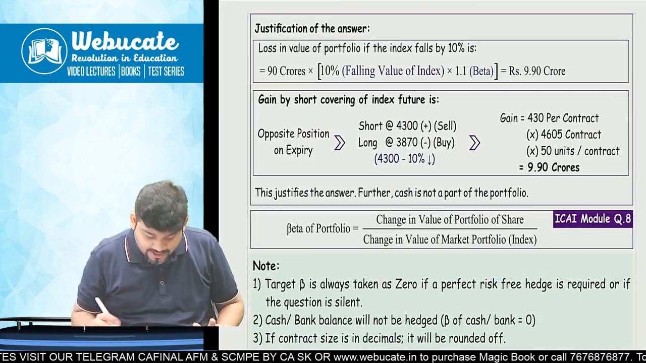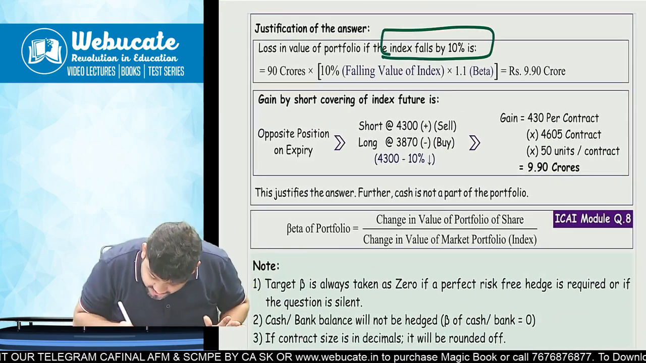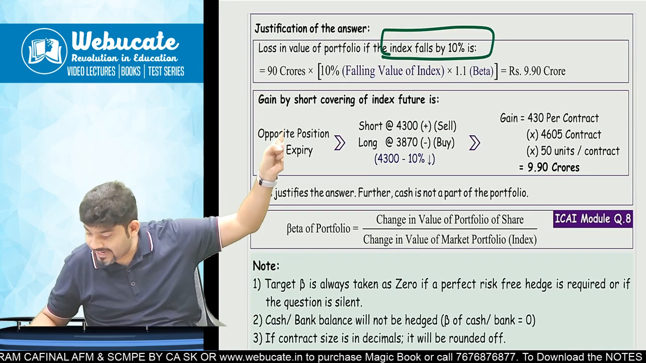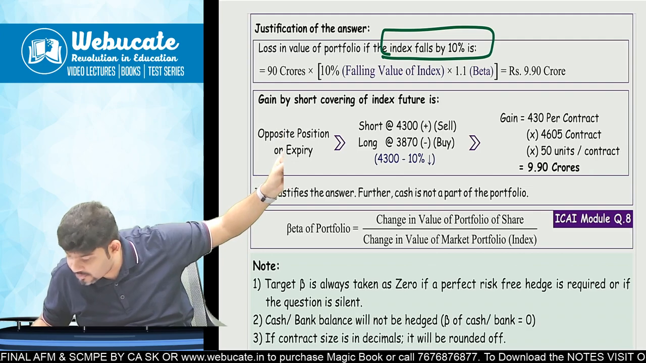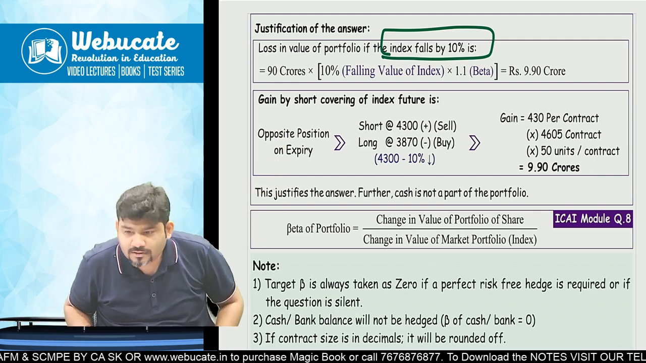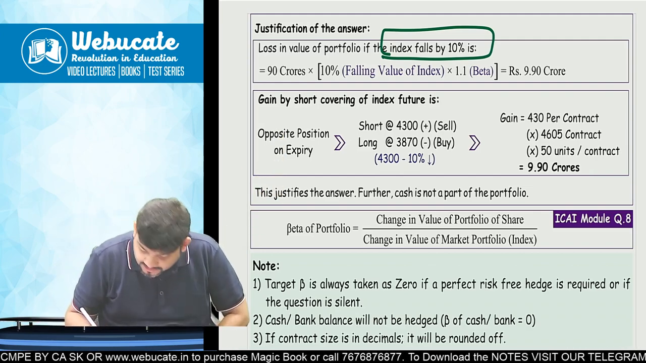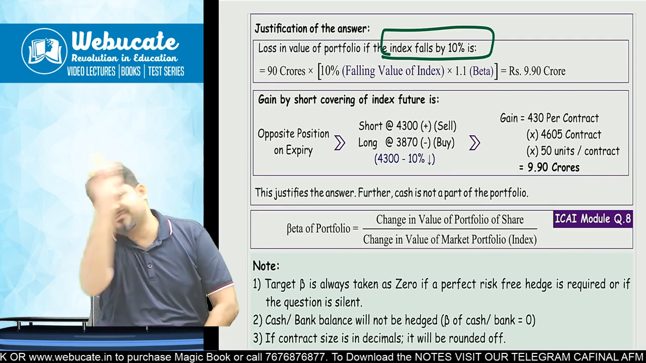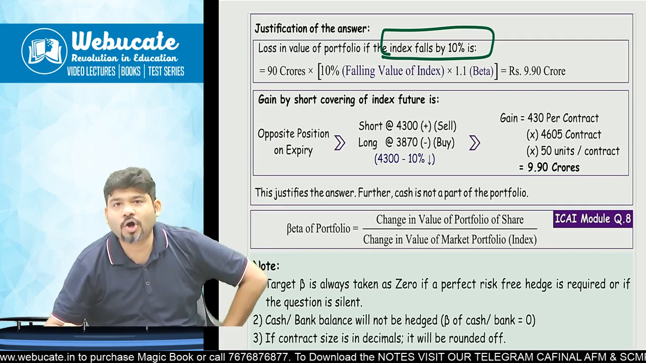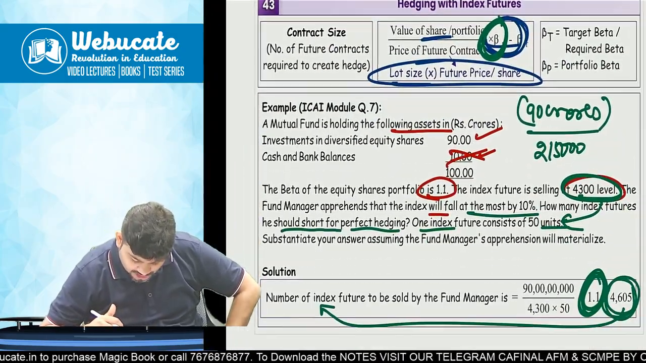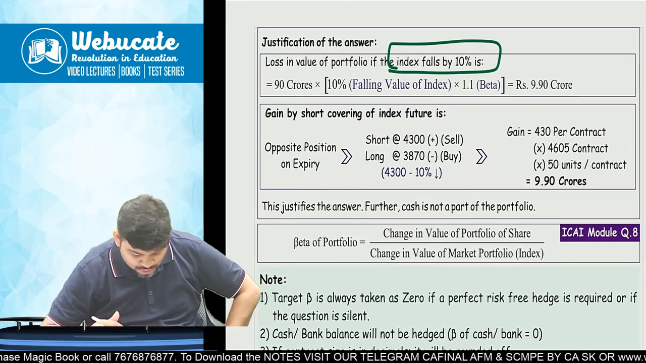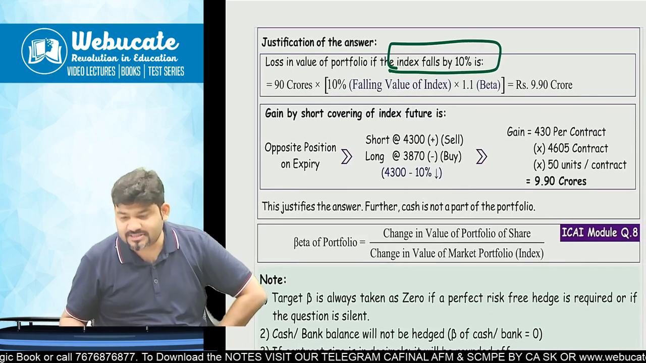Now, suppose the index falls by 10%. Can I say that 90 crores will fall by 10%? So it will become 81, right? So you will lose a good amount of money, but all of this will be offset by your correct futures position. Do you want to see how? Chalo, I'll take you through the whole concept.